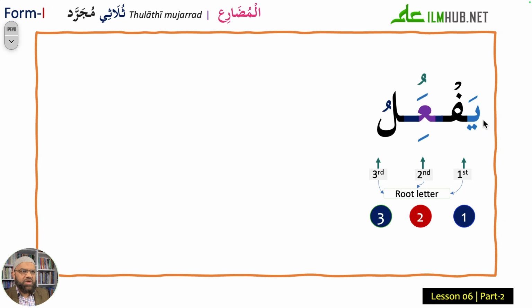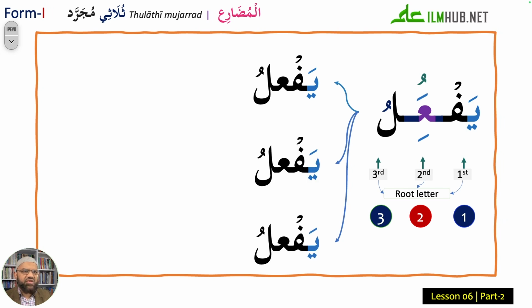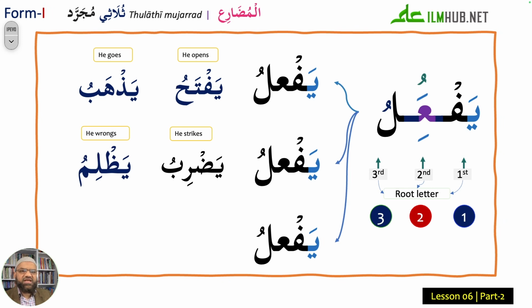Every mudari verb will have the sign or the harf of al-mudara at the beginning. And then, of course, there are three different scales that it can go into. The first being with the fatha, the second is kasra, and the third is dhamma. So let's look at a few examples. Yaftahu: past tense fataha, and the mudari is yaftahu. Dhahaba, yadhhabu. Then we have yadribu, and then we have yadlimu.